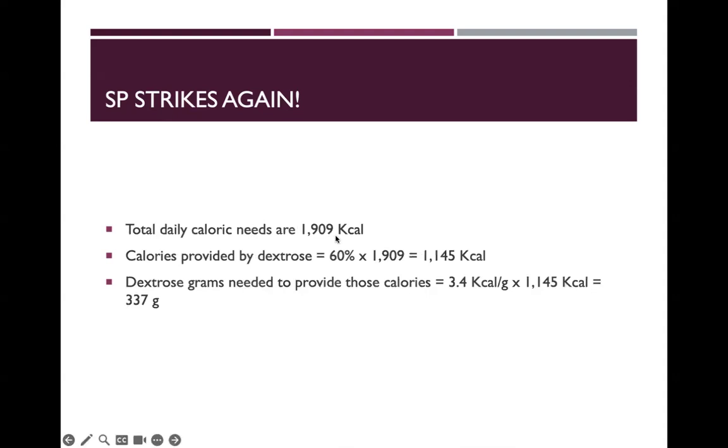So total caloric needs is what the question is asking. Okay, 1909. The question is saying 60% of that. Okay, what's 60% of that number? That ends up being 1145. The question is asking about how many grams of dextrose. This is kcal. Well, Dr. E told me to remember one number on that slide, which is 3.4 kcal per gram. Hooray. Now I know how to convert that kcal to grams by setting up a ratio and proportion. It ends up being 337. Does that make sense? Questions? Comments? Concerns? Complaints?